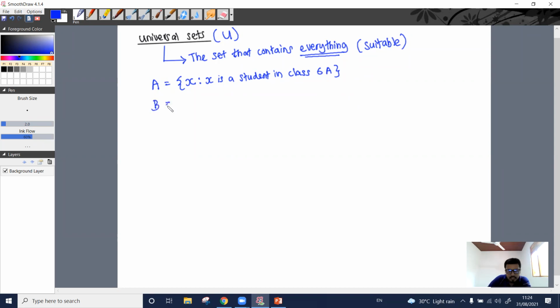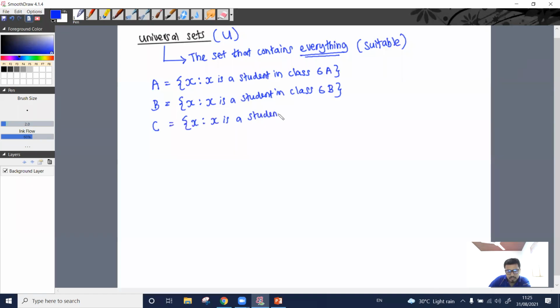Set B equals set of X such that X is a student in class 6B. Set C equals set of X such that X is a student in class 6C.